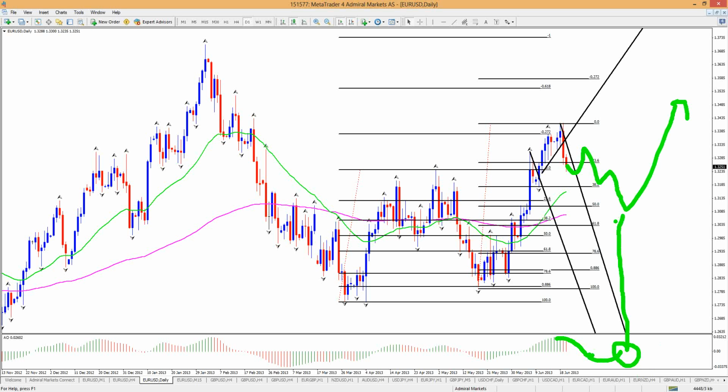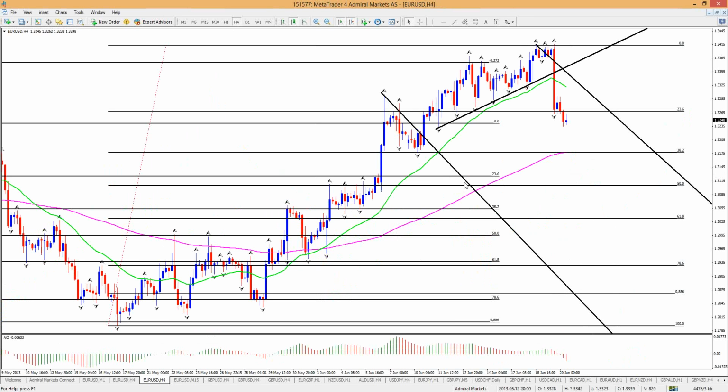Kaylin is asking if we can long here for a target at 134.